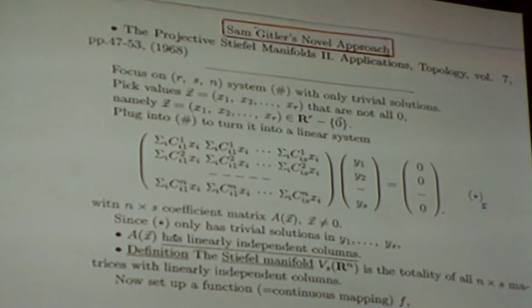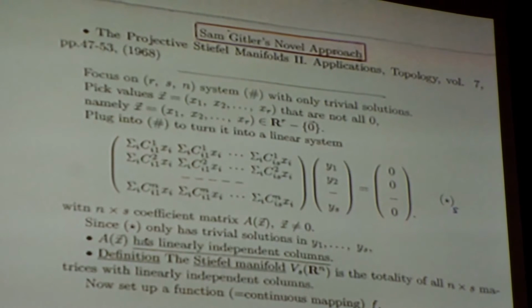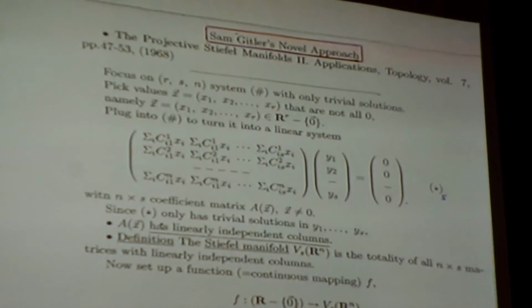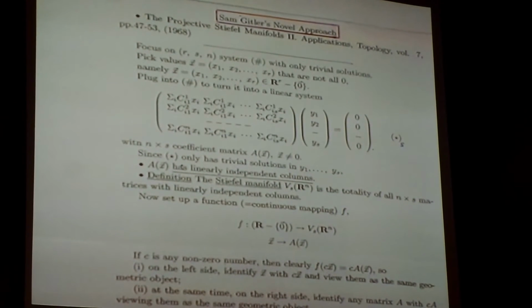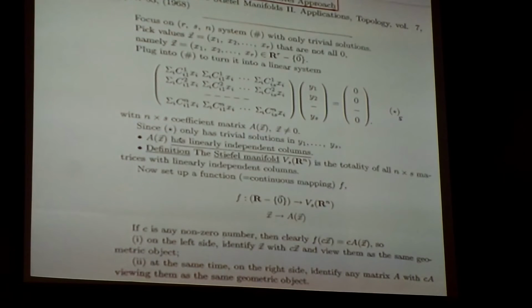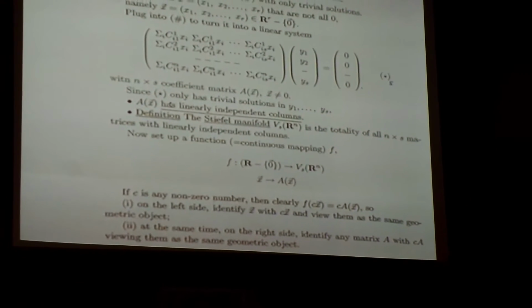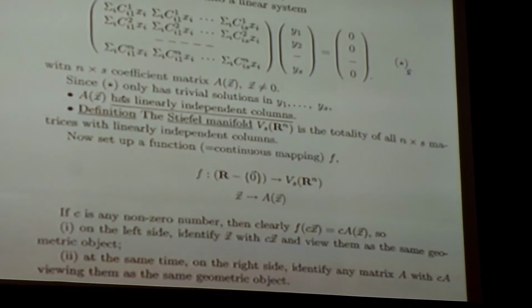Okay, now focus on those systems that admit trivial solutions only. Then this system star would have only trivial solutions, and we have a terminology to describe that kind of coefficient matrix. That coefficient matrix, the big one that you see up there, has linearly independent columns. So for any x vector you pick, substitute into the equation, get the coefficient matrix A of x, and that has linearly independent columns. There is a term for the collection of all such matrices. They are called Stiefel manifolds.